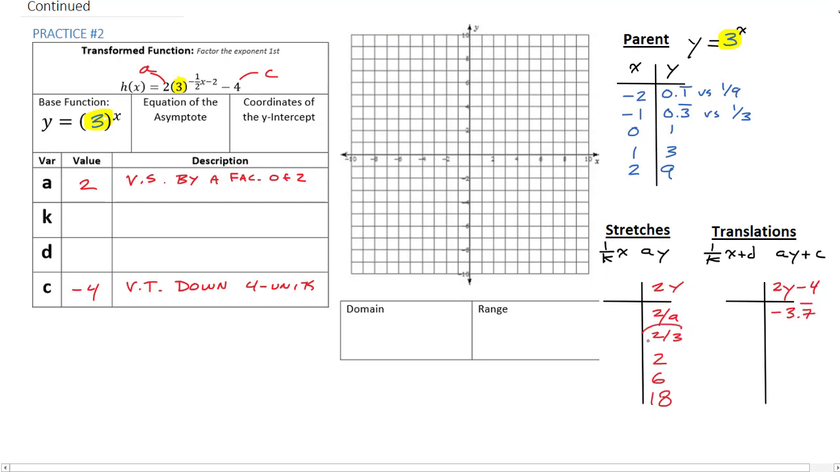Same with the next one. What's 2 divided by 3? You're going to get 0.6 repeating, and then subtract 4 from that, and you're going to get -3.3 repeating. All right, and then the rest are easier. Like 2 minus 4 is -2, 6 minus 4 is 2, and 18 minus 4 is 14. So that guy's not going to fit on our graph. Oh well. All right, let's do the x's now.